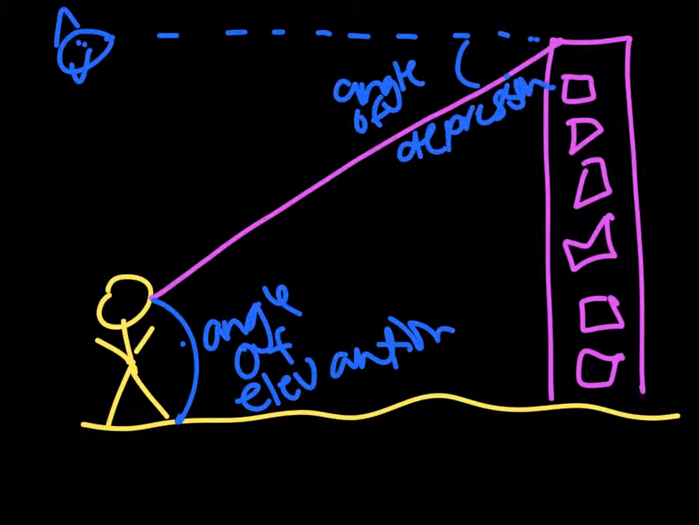And if you remember from geometry, if you have two parallel lines, a line up top and a line down here, cut by a transversal, these are alternate interior angles. Your angle of depression should equal your angle of elevation. They also call this line here the line of sight.